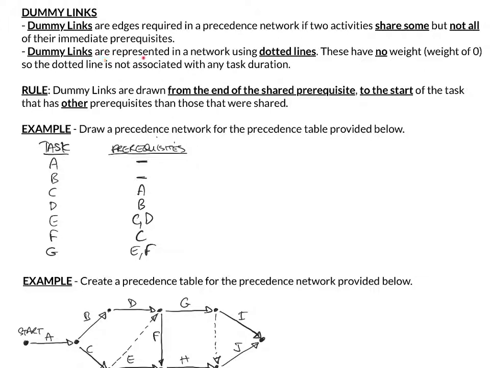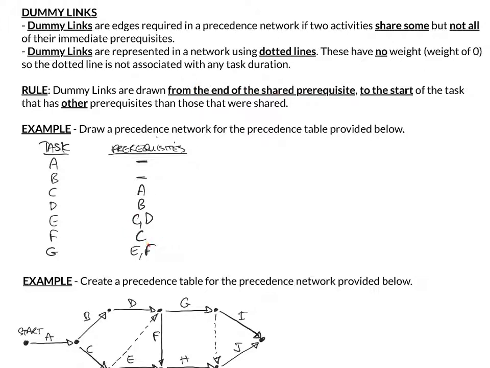So dummy links are represented in a network diagram using dotted lines. These dotted lines have no weight, they have a weight of 0 essentially, so the dotted line isn't associated with any task duration. Keep that in mind if you're trying to work out critical paths and adding times together. So the rule that you just need to keep in mind to help you with drawing this, because it can be a little tricky if there are multiple dummy links you need to draw, is that dummy links are drawn from the end of the shared prerequisite.